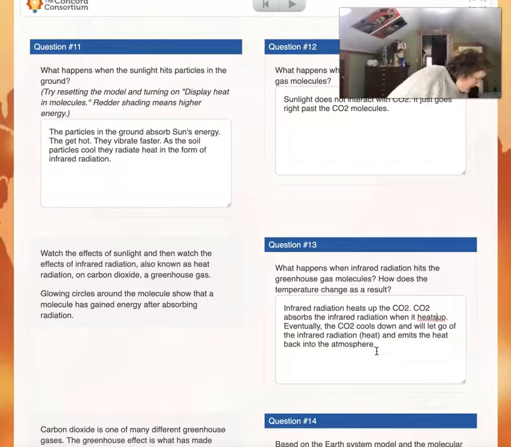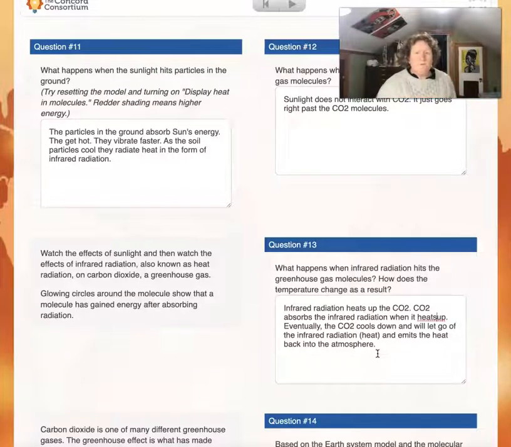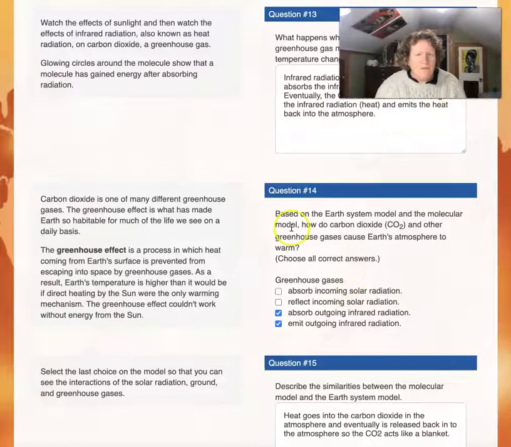So we talked about how the carbon dioxide acts as a blanket, and that's how it does it. It holds in the heat. It absorbs the heat and then re-radiates the heat back into the Earth's atmosphere. Based on the Earth systems model and the molecular model, how do carbon dioxide and other greenhouse gases cause Earth's atmosphere to warm?